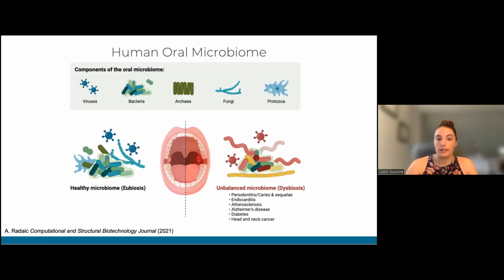Not only is there a human gut microbiome, there's also a human oral microbiome, and there are different human microbiomes all over the body. The oral microbiome has slightly fewer microbes than the gut, but it still has a good mix of viruses, bacteria, and fungi. There is a healthy microbiome that should be in your mouth, as well as the option to have an unbalanced microbiome, which can lead to another entire range of diseases.